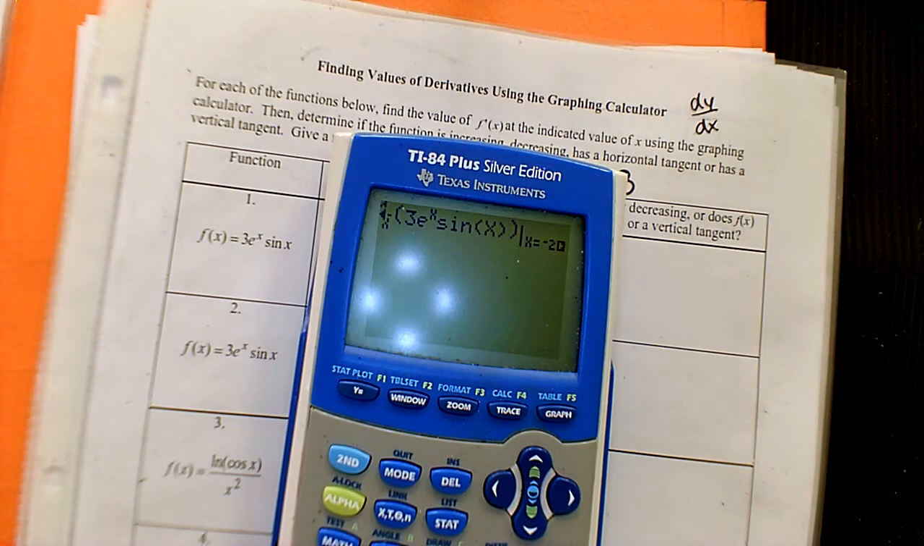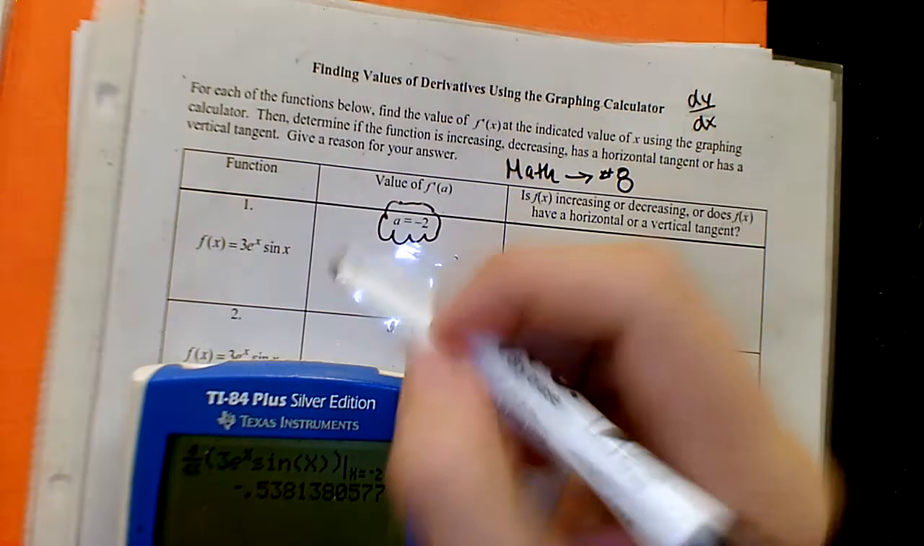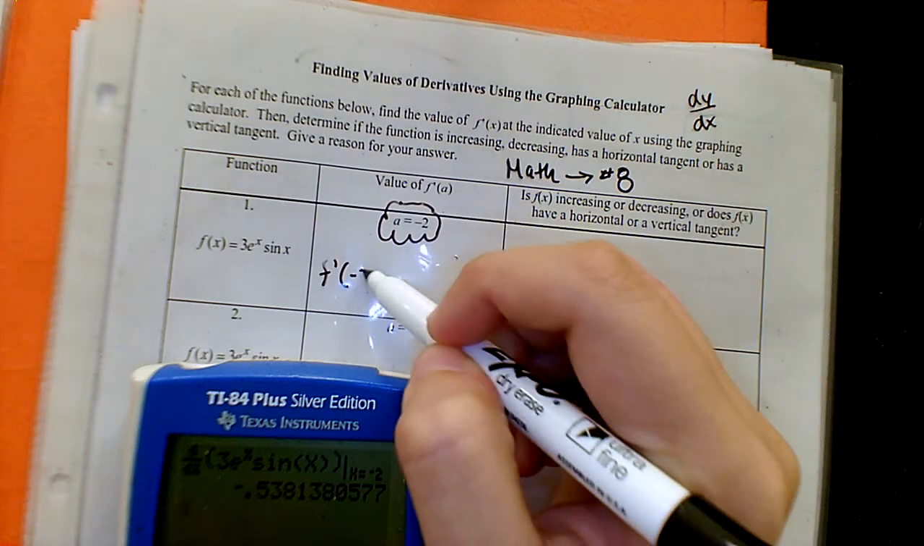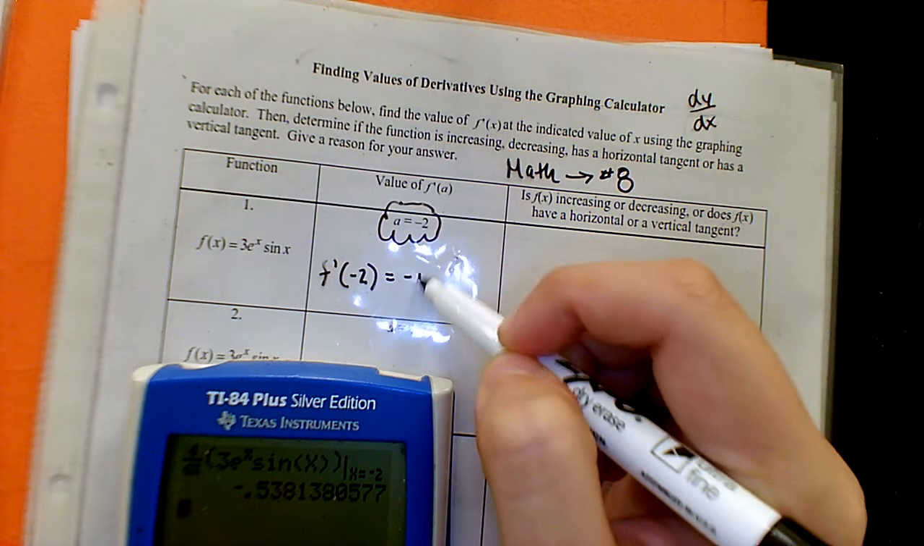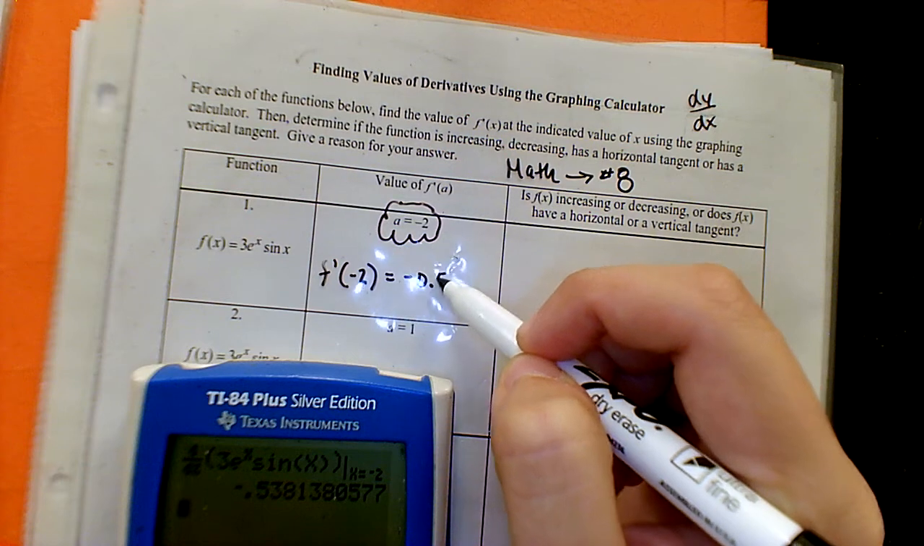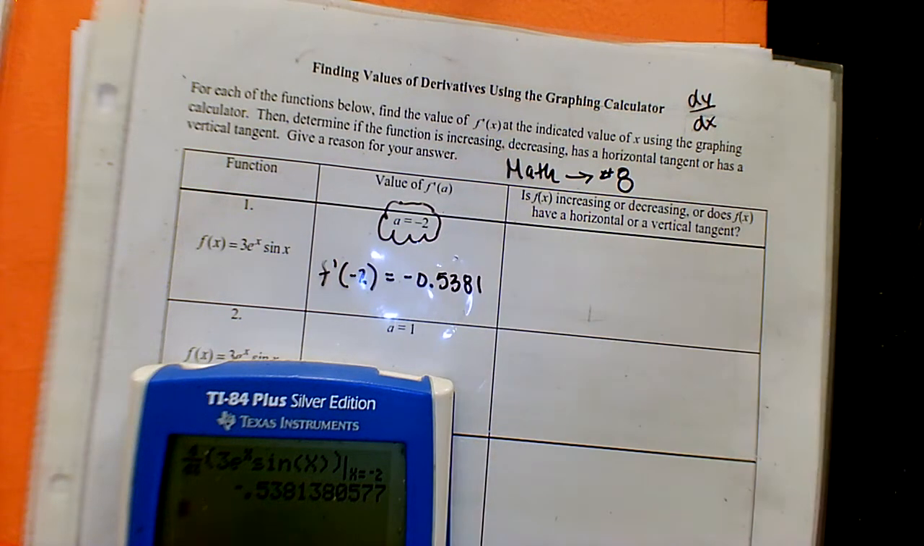Now, since we're working with trig, you got to make sure you're in radian mode, okay, not degree mode. And we'll just go ahead and hit enter. So if you were to do this by hand, go through product rule, all your different shortcuts, and then plug in -2, this is what you would have gotten. But your calculator can do it quicker for you. It can find derivative values, not equations. So we'll say that the derivative at -2 is -0.5381.